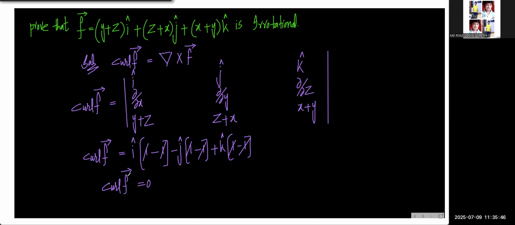Curl F is equal to 0. It implies therefore F is irrotational.